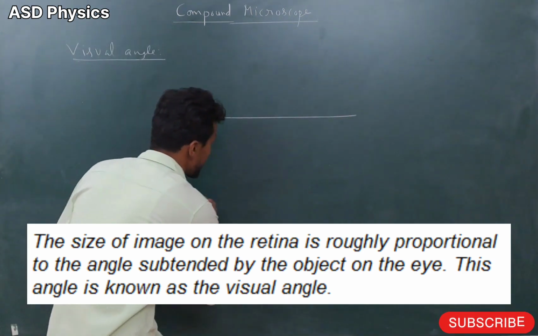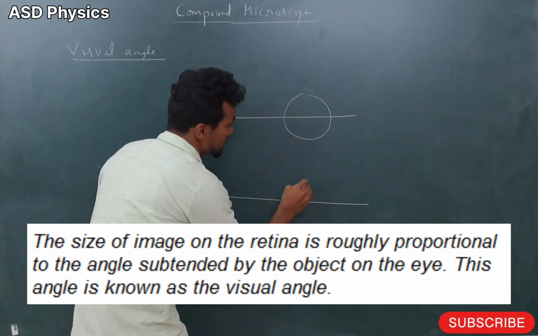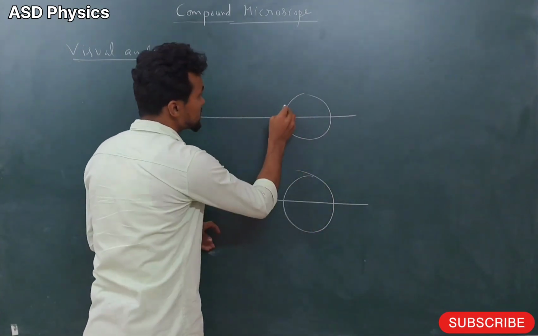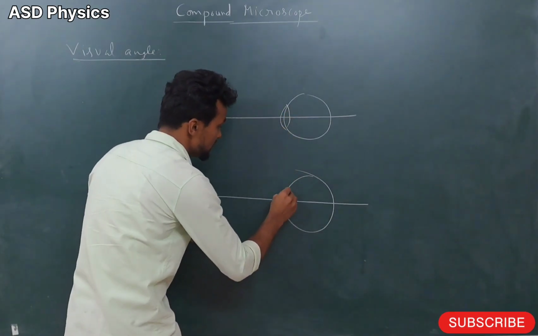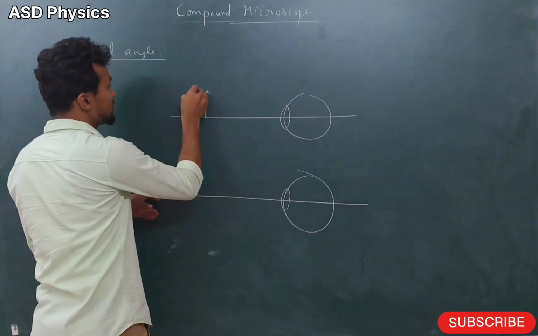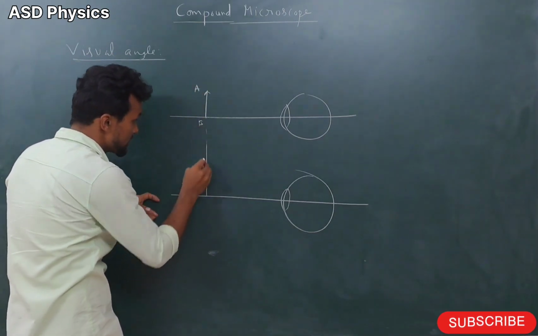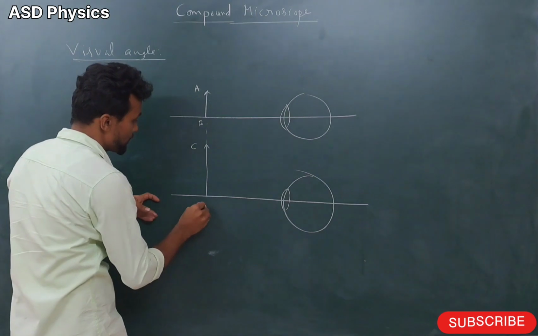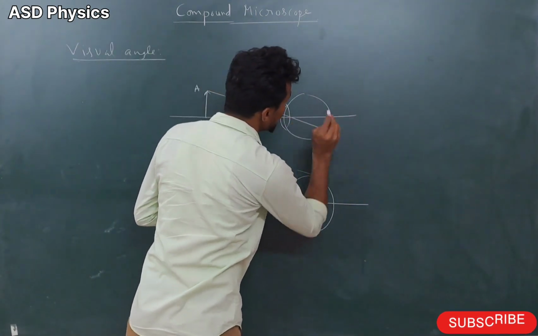Here I have taken two cases, and in both cases I have taken the human eye. This is the human eye, and here this is the front part of the human eye, we can tell iris. See here, I have taken a small object AB, and here I have taken a somewhat bigger object CD. The ray will start from the object and fall into the eye.